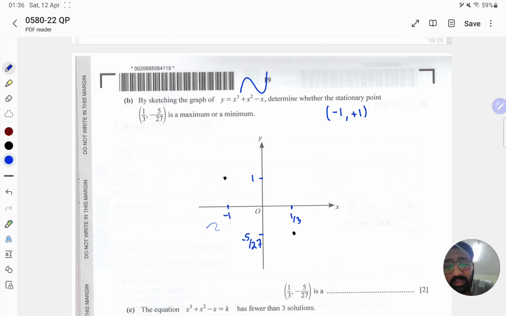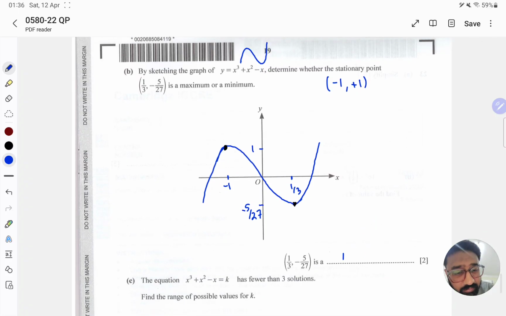So if I do the sketching of this, remember, this is going to be the turning points. So this is one stationary point and the other stationary point is right there. So 1 by 3 and minus 5 by 27 is the minimum. So minimum.